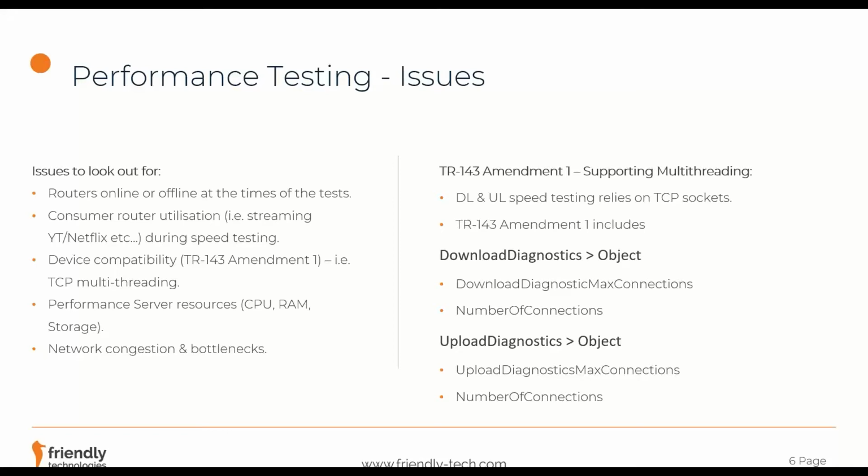So multi-threading really is the ability to have multiple TCP sockets running at the same time, downloading or uploading those files, instead of having a single TCP socket bottleneck. So that's quite important to look out for, and probably it would be one of the single biggest factors affecting your speed testing. The other is obviously the ACS and the file server having sufficient resources to cater for the total number of devices being tested over the hour or instantaneously.